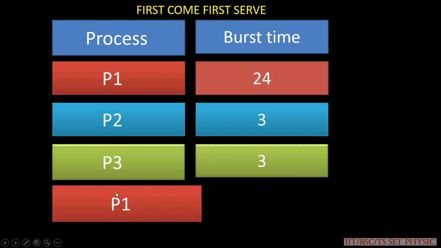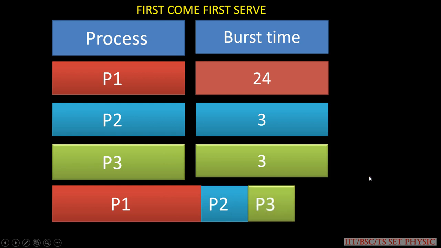P1 starts at 0 and runs until 24 milliseconds. After P1 completes, P2 starts, and after P2 completes, P3 starts. The timings are 0 to 24, and next 24 to 3, that means 24 plus 3 is 27. P2 completes at 27 and P3 completes at 30 milliseconds.